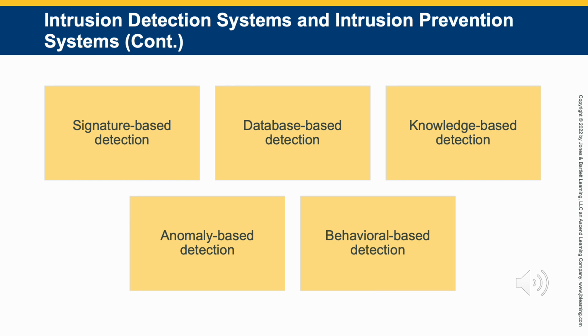Here's some more about intrusion detection systems and intrusion prevention systems. They can be signature based, with predefined signature databases looking for certain signatures, database detection, or knowledge-based detection. There's anomaly-based detection, meaning your network's not behaving like it should. There are some anomalies, and it'll alert you. And then behavior-based detection, meaning the device gets a baseline, and if you're outside of that baseline, you'll get an alert.